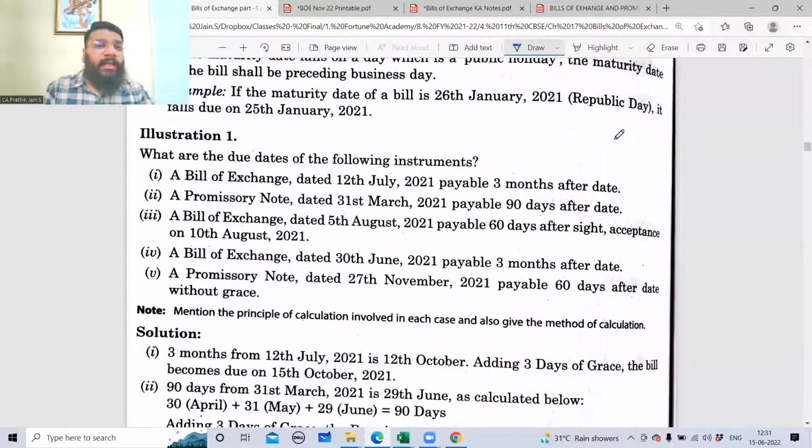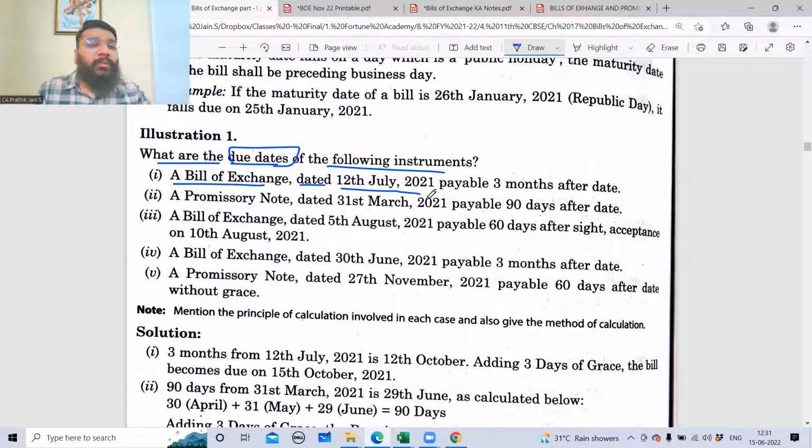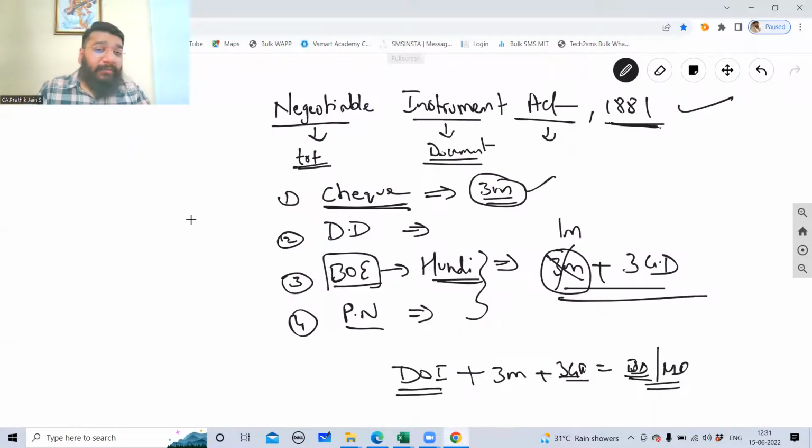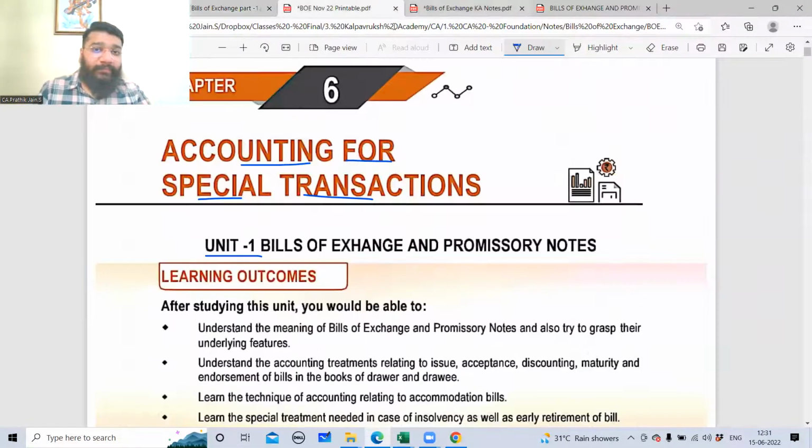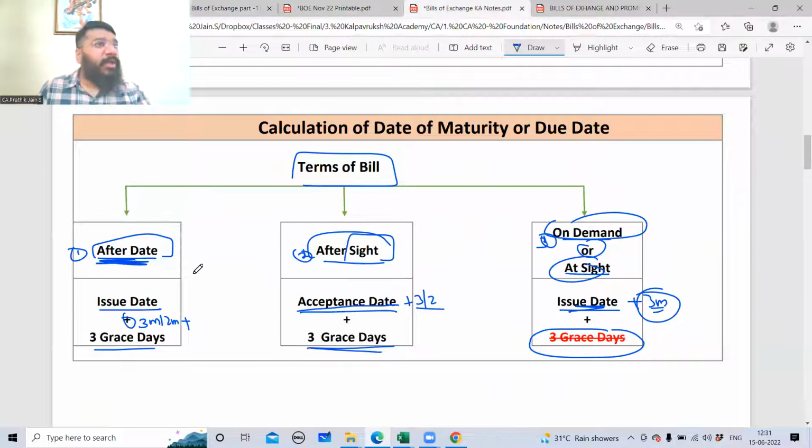So let's do illustration 1 very quickly. What are the due dates of the following instrument? Look at the language, they're asking the due dates. But at the end, they have calculated the maturity date, which means here due date and maturity date both are same. A bill of exchange dated 12th July 2021, payable 3 months after date. Which means this: with issue date, add 3 months plus 3 grace days.